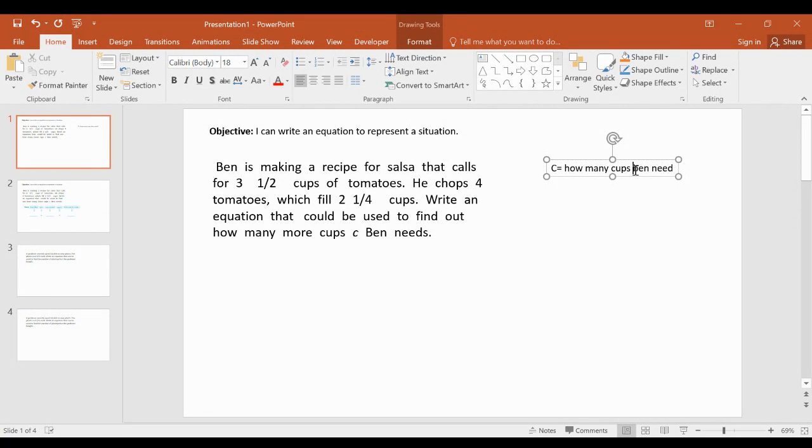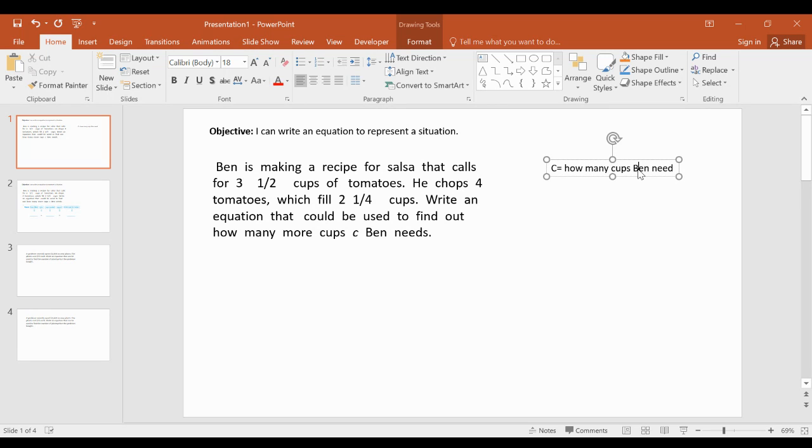Okay, all right, and if I want to just stop and think about what this problem is really saying, I think he's making a recipe, and it needs 3.5 cups of tomatoes. He cuts up some tomatoes, 4 of them, and out of those 4 tomatoes, he gets 2.25 cups of tomatoes. He still needs some more tomatoes in order to get to those 3.5 cups. He doesn't have enough.